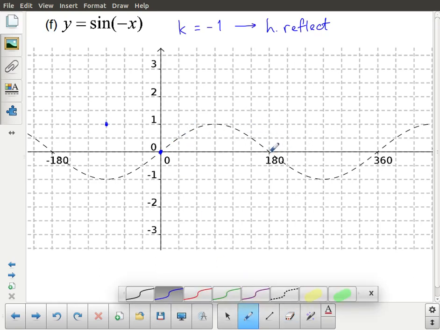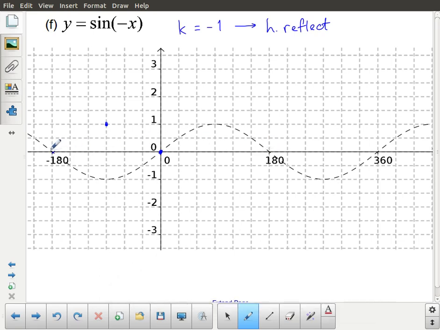What about here? 180 is the x-coordinate, so the new x-coordinate is at negative 180. Now, I can't go any further to the right because I've run out of scale, but I could have gone to the left as well. So here is negative 90. Negative 90, negative 1 is going to reflect to 90, negative 1. And here is negative 180, 0, which is going to reflect to 180, comma 0.